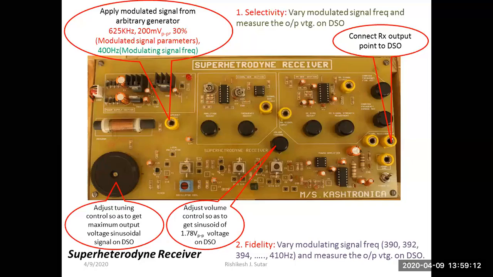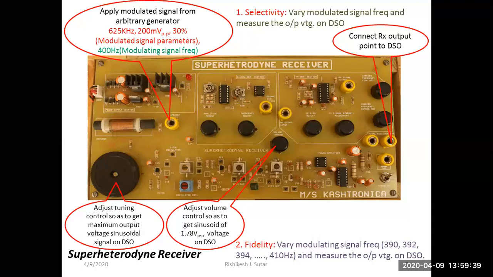Again, before going towards the next characteristic, please make sure that you have come back to your original settings of the modulated signal at 625 kHz, 200 mV peak to peak, 30% depth, and 400 Hz modulating signal frequency. Also make sure that the output sinusoidal signal has 1.78 volt peak to peak voltage. Once you come back to the original setting, you can go towards the next characteristic.